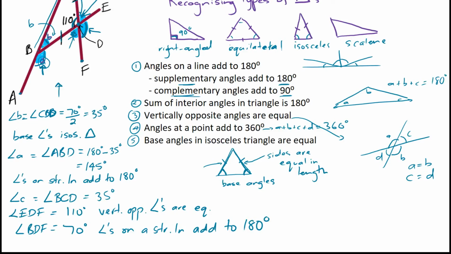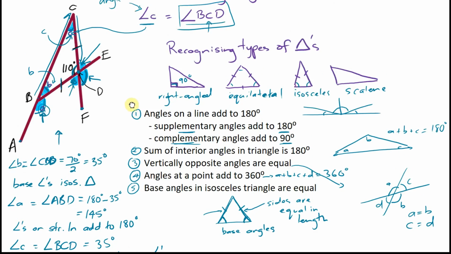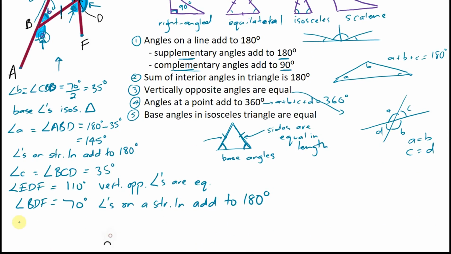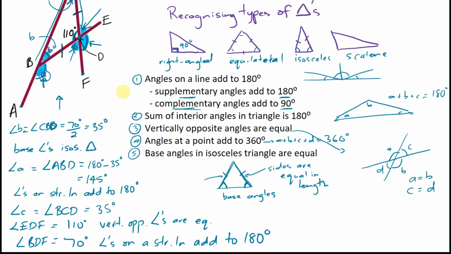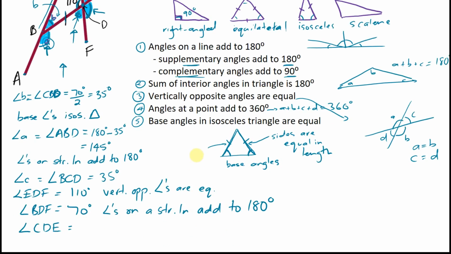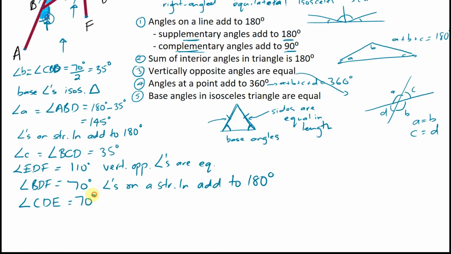And then the last angle we're finding is angle CDE. Angle CDE. Okay, so which is this angle here. That is vertically opposite to that one there, which we've just found out is 70. Therefore, this angle is also 70. And the reason is vertically opposite angles.